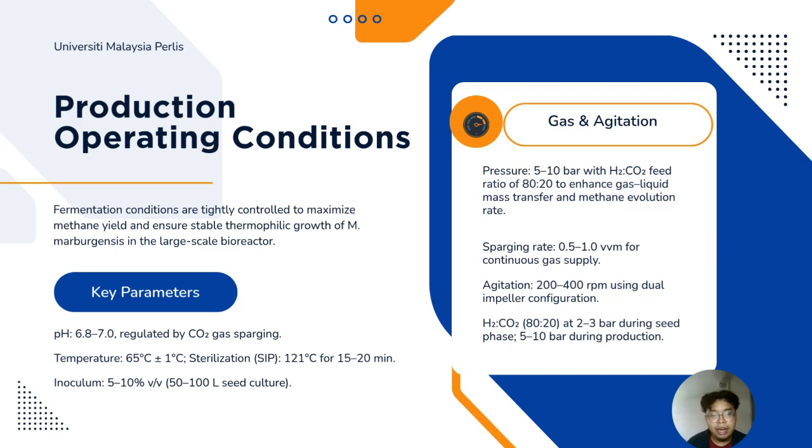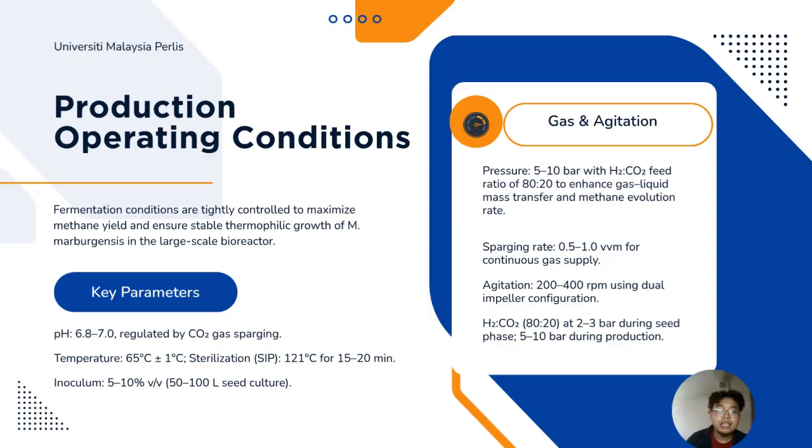With our production media prepared, we need to carefully control the operating conditions to maximize methane yield. We maintain the pH at a stable 6.8 to 7, which is optimal for our organism. The temperature is held at 65 degrees Celsius, and we designed the reactor for sterilization in place at 121 degrees Celsius for cleaning between batches. A key difference here is the operating pressure. During the seed phase, we use 2 to 3 bars, but for the production, we increase the pressure to between 5 and 10 bars.